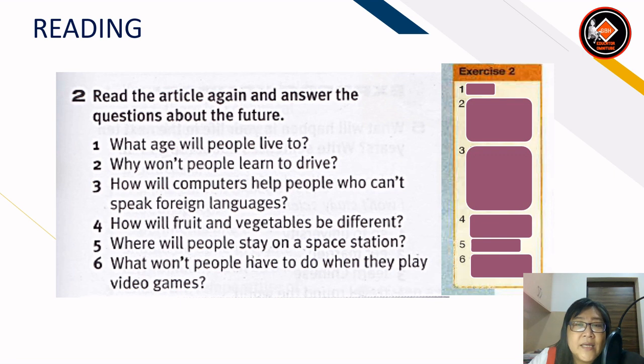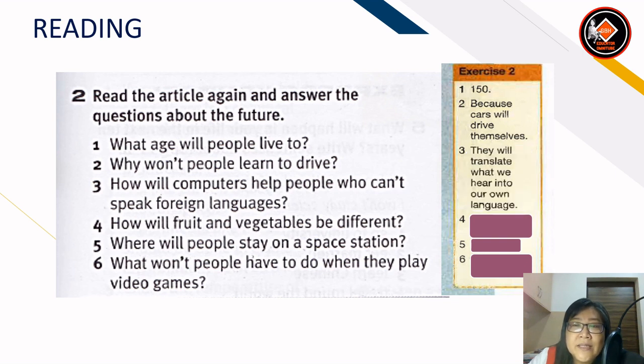Now read the article again and answer the questions about the future. What age will people live to? So the answer is 150. Question 2. Why won't people learn to drive? The answer is because cars will drive themselves. Number 3. How will computers help people who can't speak foreign languages? So the answer is they will translate what we hear into our own language.